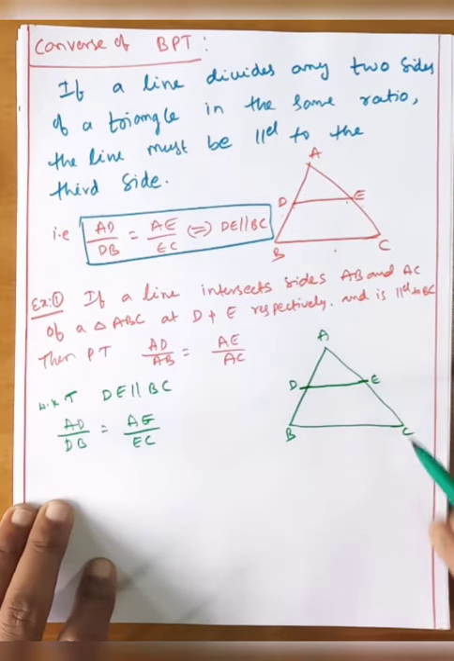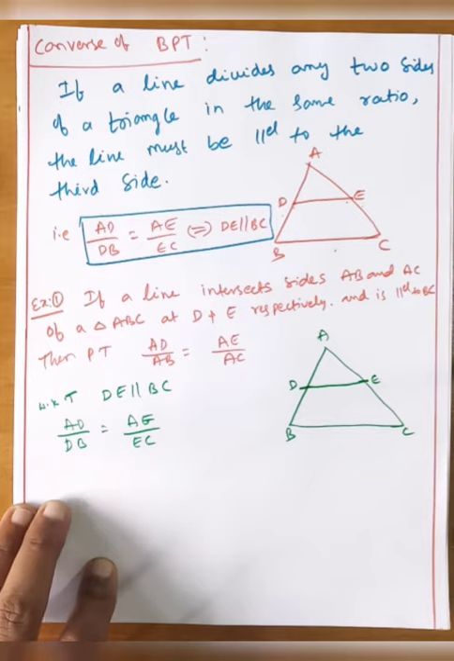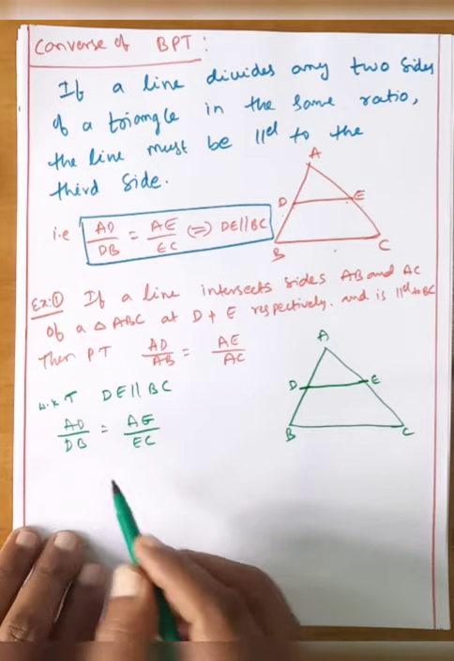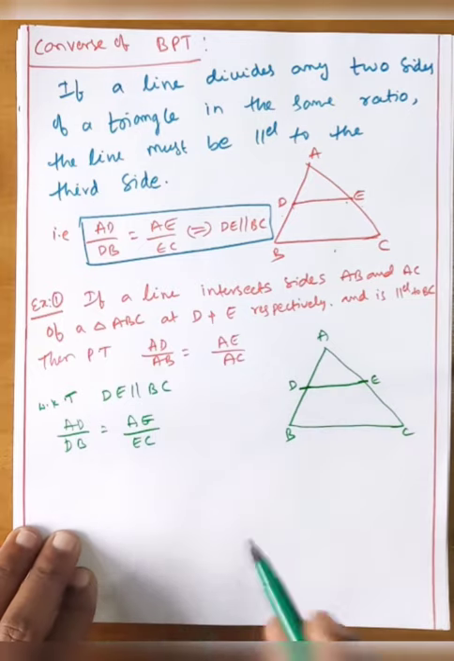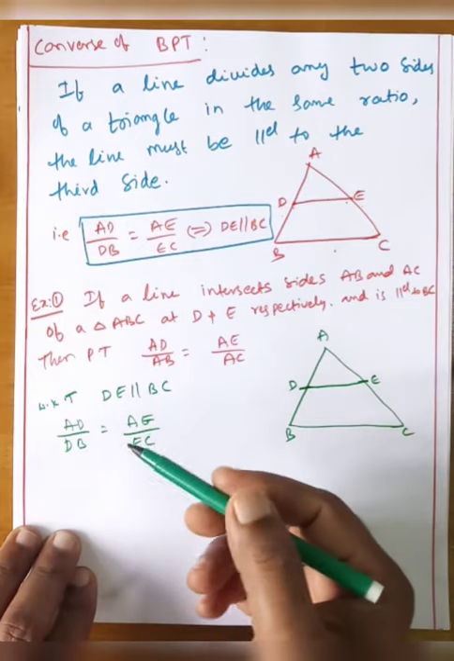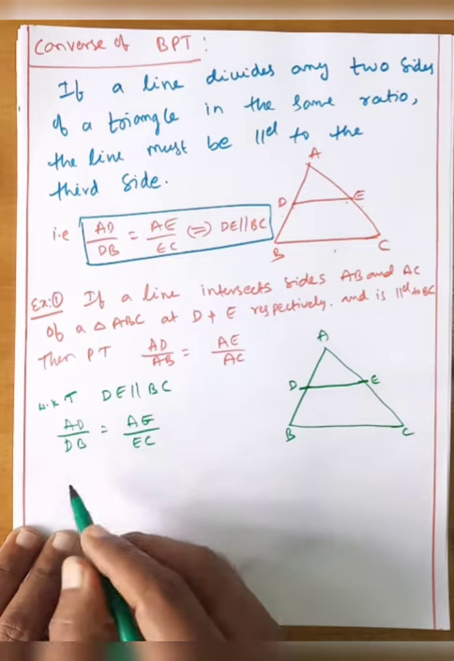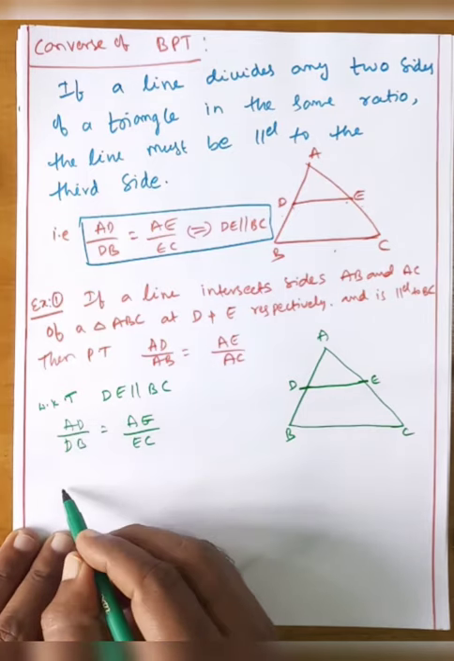AD by DB is equal to AE by EC. I hope that is understood. Now we will take the reciprocal of this one. Why? Because compulsorily we need AB. Now AD, we will take the reciprocal of this one. No change in AD, my dear students.